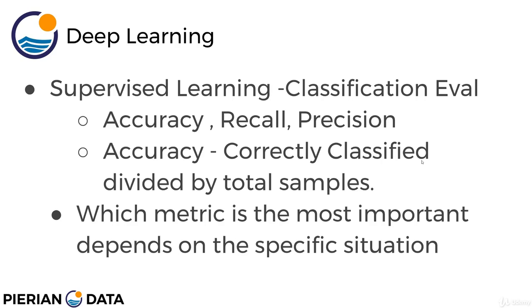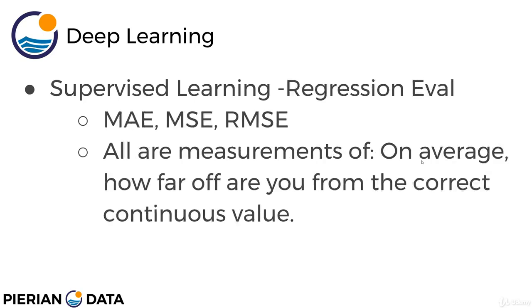So supervised learning, for classification evaluation metrics, you have things such as accuracy, recall, and precision. Which metric is the most important really depends on the specific situation. But a lot of times in this course, we're just going to be using accuracy because it's the easiest to understand. Basically, accuracy is the number of correctly classified samples divided by the total number of samples given to the actual model. So again, pretty straightforward.